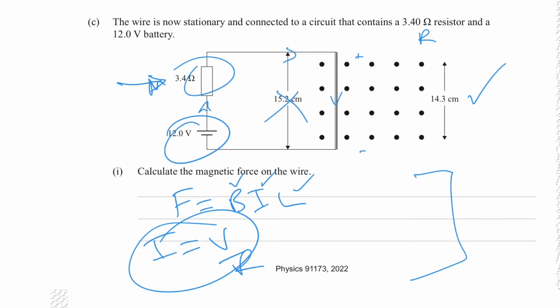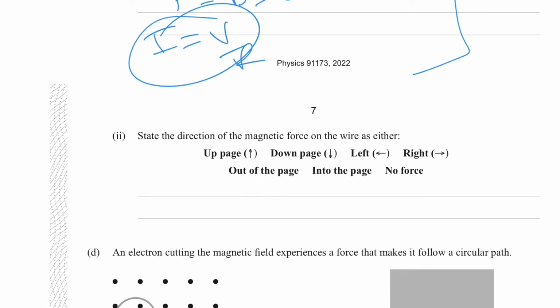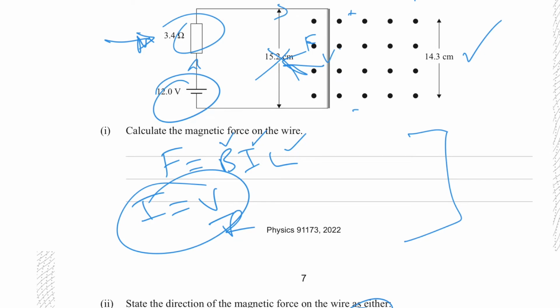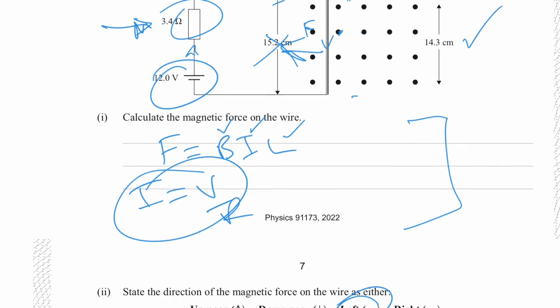The slap: if our thumb is down, not down into the page, just down as the page is viewed, and our fingers are coming out of the page, the slap will be to the left, so the force will be to the left. Let's see if that gives us one of the options, which should be left. There we go. So it's certainly not going to be out of or into the page, because that's the direction of the magnetic field. It has to be perpendicular to the magnetic field.